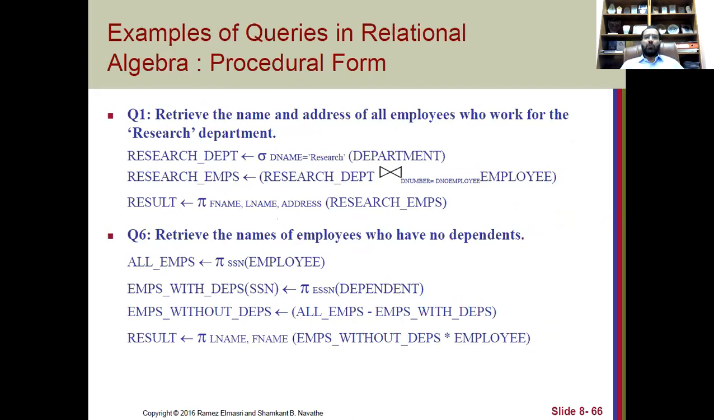So let's see some queries here. Now that is the last part of this chapter, which is very important, and I want you to concentrate on these queries so that we can give you the exercise later on and you can apply it yourself. Let's see the first query. The first query is: retrieve the name and address of all employees who work for the research department.